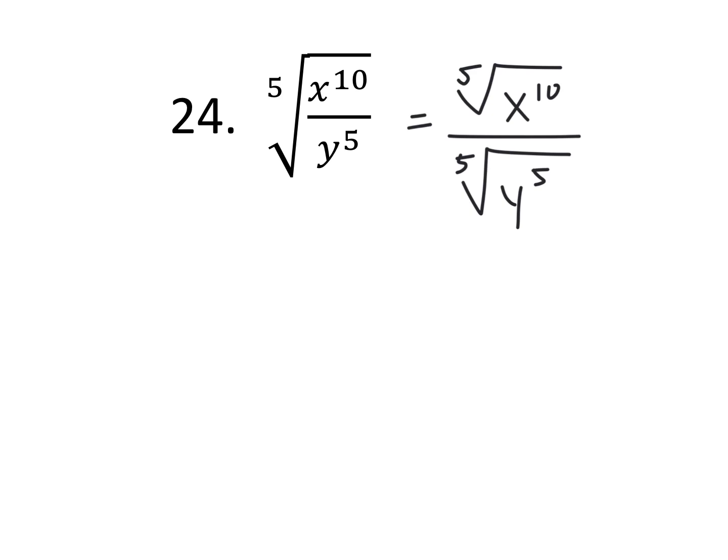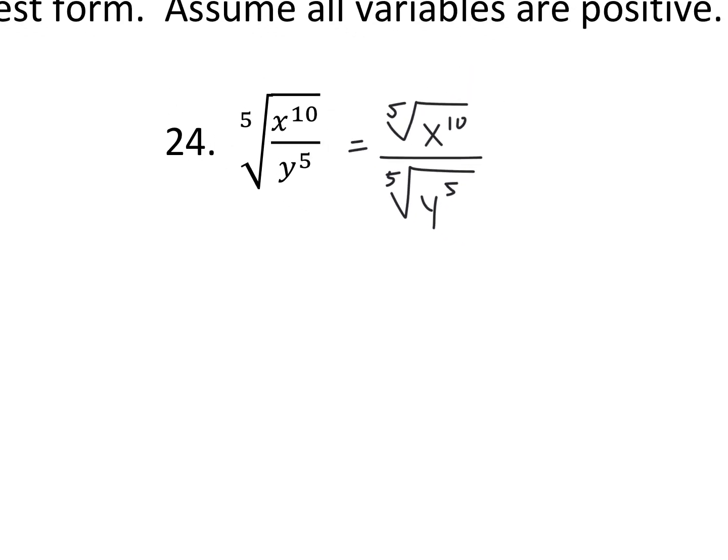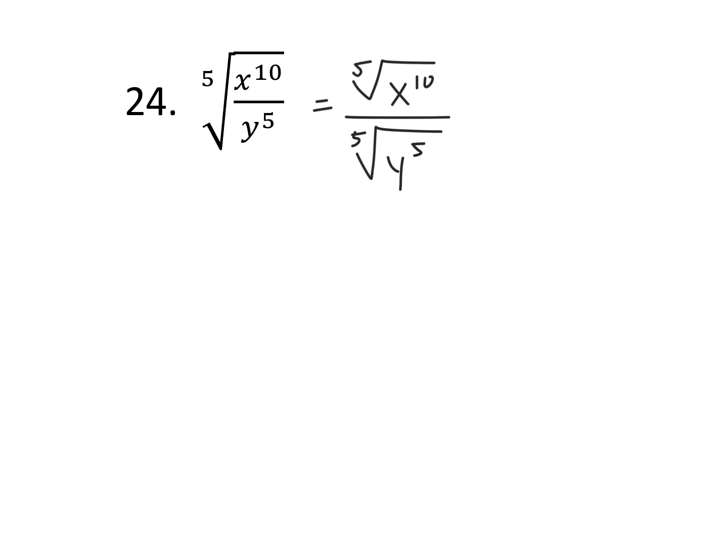These are both perfect, right? 5 goes into 10 how many times? 2, and then 5 goes into 5 1 time. So you get the 5th root of x to the 10th is x to the 2nd, right? Because you're dividing 10 divided by 5, 2. And then on the bottom, the 5th root of y to the 5th is just y. If you want to put y to the 1st, you can. It is just y, though. Okay, and we don't have anything that's still in a root because we were able to evaluate both of them because they were both perfect.